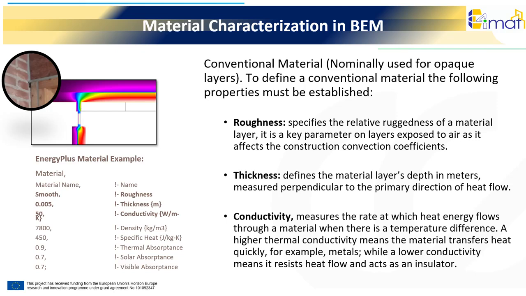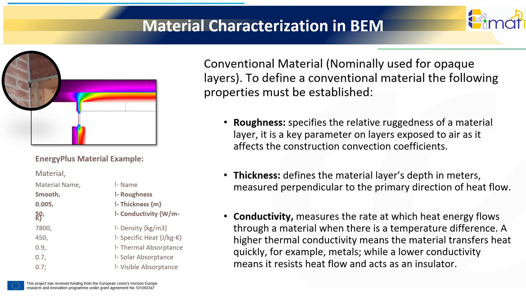Additional characteristics like roughness and thermal, solar and visible absorptance help to define the energy interactions of the material with its surrounding layers. This ensures proper modeling of surface temperatures, convective and radiant heat transfer, and defines the overall construction's thermal behavior. Therefore, the following properties must be properly established to define the thermal behavior of any material.